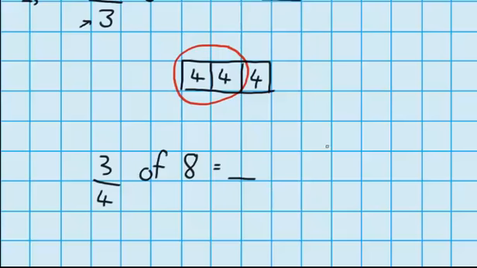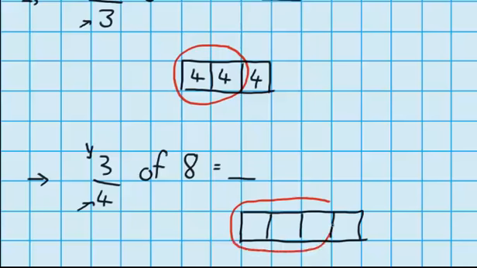This time I've got 8 candles which I've shared evenly around the cake, and I want to work out how many candles are on 3/4 of the cake. Well, I've recorded that here. You can see my denominator tells me I've got 4 pieces, so again I'm going to draw a rectangle and split that into 4 even pieces. And my numerator tells me I'm interested in 3 pieces, so I'm going to circle 3 of those pieces.